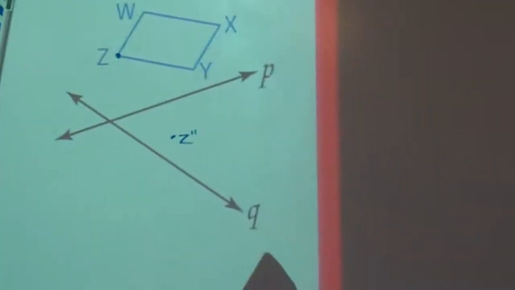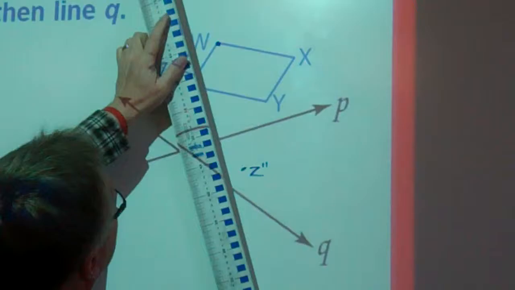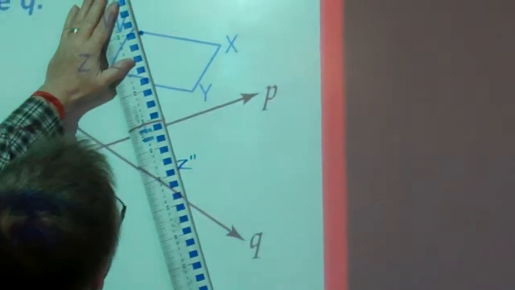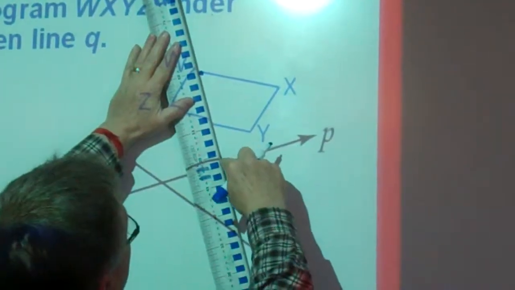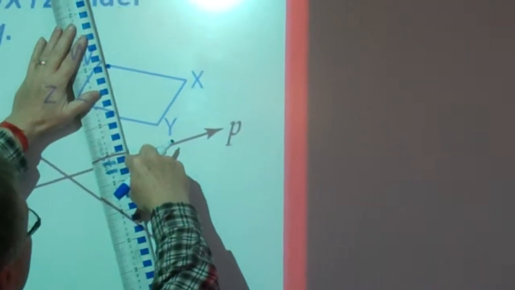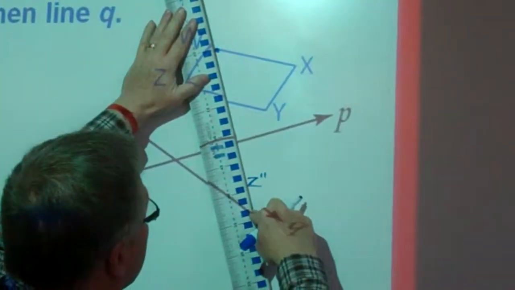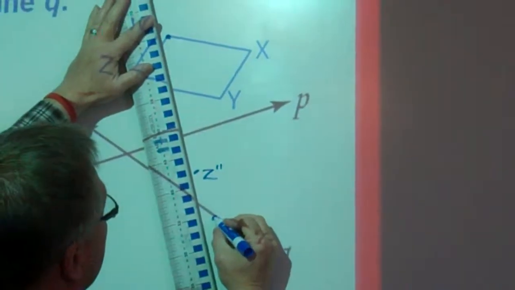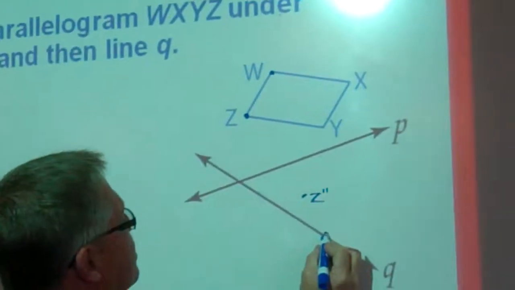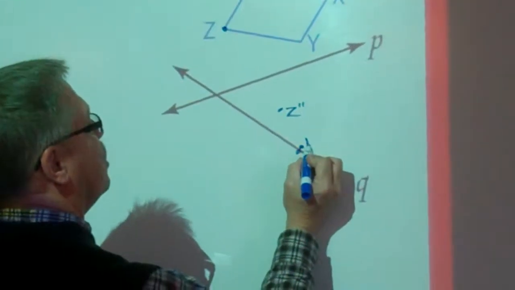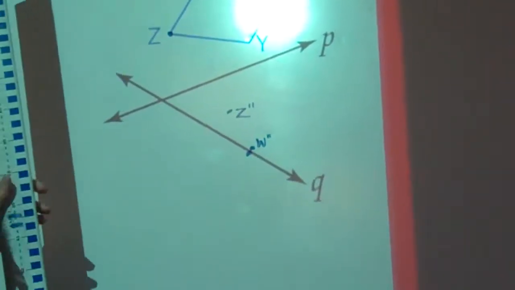I'm going to try it with W. W is presently there, so I have to come straight across. 1, 2, 3, 4, 5, 6, 7 and a half. So it comes to about there. When it goes across Q, it stays about the same place. So W prime will be about there. W double prime. We're going to do Y now.